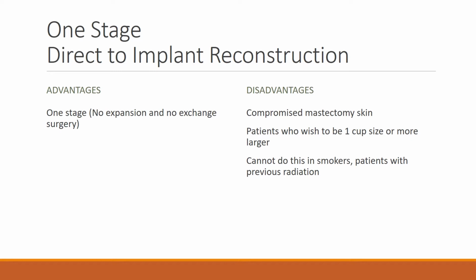Some women are candidates for one-stage direct-to-implant reconstruction. What this means is that at the time of the mastectomy, the plastic surgeon can come in and place a full-size implant at the time of the mastectomy without having to place a tissue expander and undergo the expansion process. The advantages of this type of surgery are that it's one stage, so no expansion, no exchange surgery. The disadvantage is that it cannot be performed in mastectomy skin flaps that are very thin or compromised. Patients who wish to go larger cannot have this type of reconstruction, and you cannot do it in patients who smoke or patients who have had previous radiation.